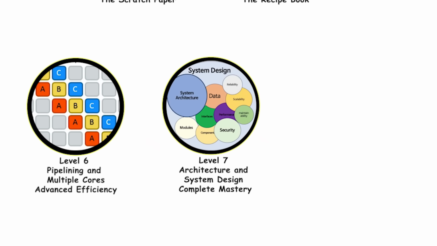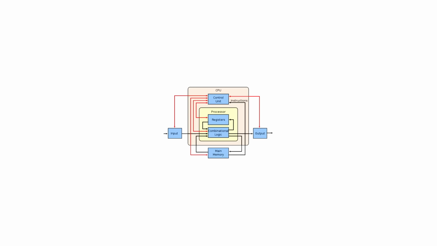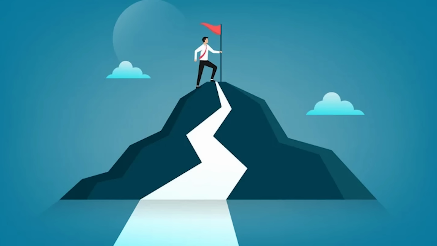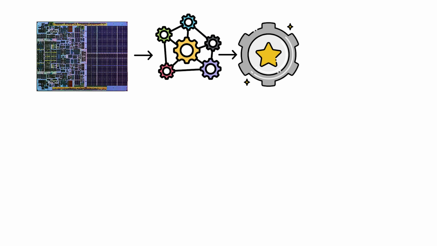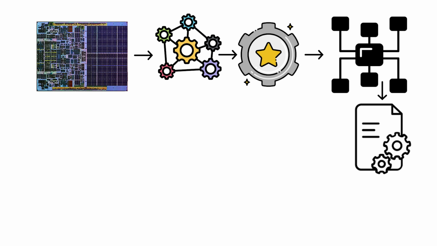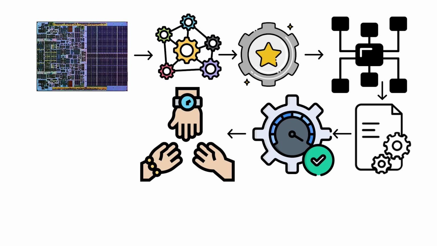Level 7, CPU architecture and system design, peak performance understanding. This is where everything comes together. Architecture isn't just one component, it's how all the pieces work as a coordinated system. Modern CPUs are incredibly complex with specialized sections, cache hierarchies, instruction sets, and optimization strategies all working in harmony.